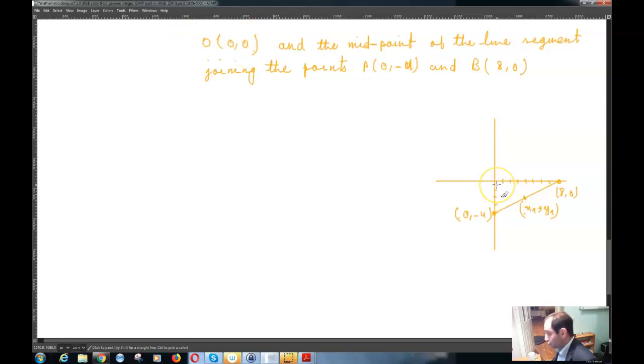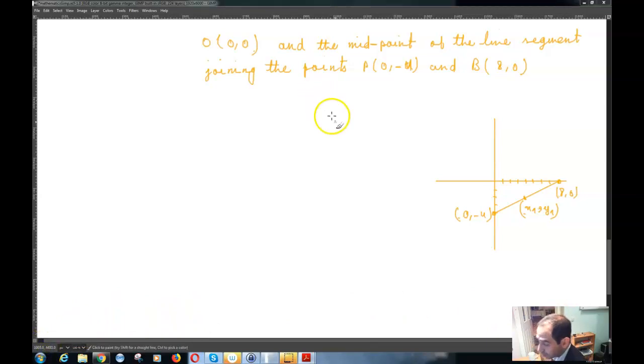So in order to do that, what you need to do is, I don't remember the midpoint formula. Let me see. Let me find the midpoint formula. I'll be right back with you.